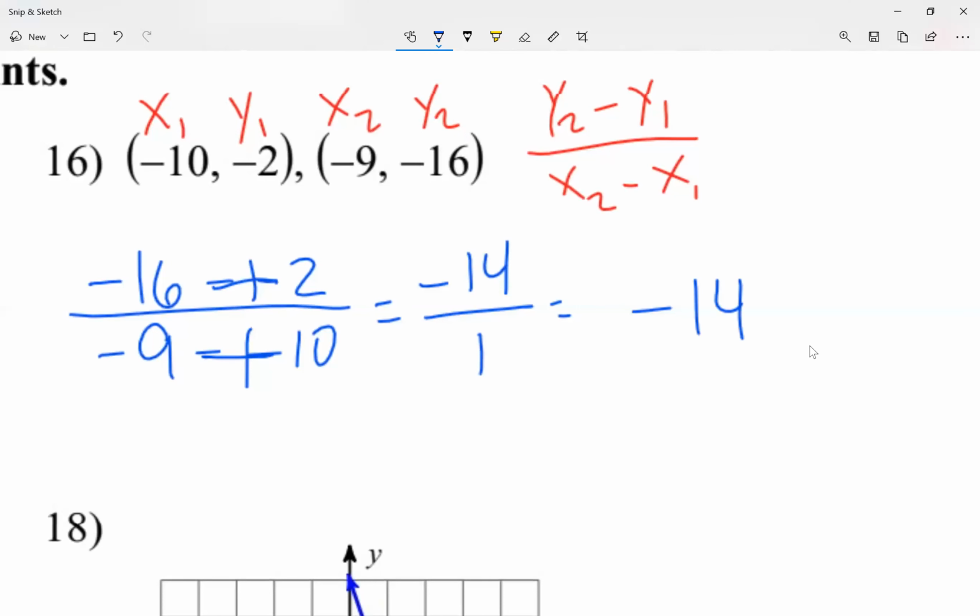Got to simplify. Negative 14. If you type in negative 14 over 1, you will see that your homework marks are incorrect. And the reason why is because it is not simplified.